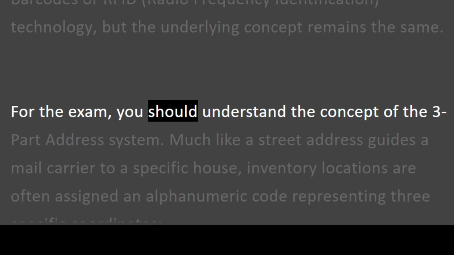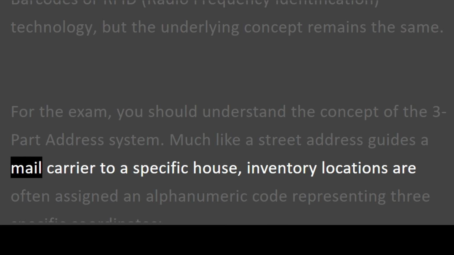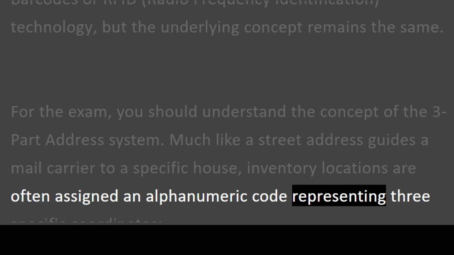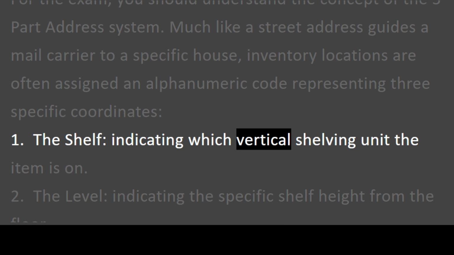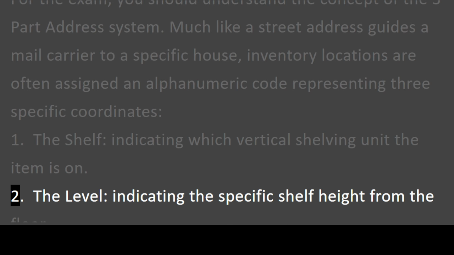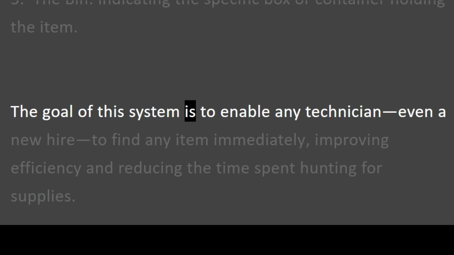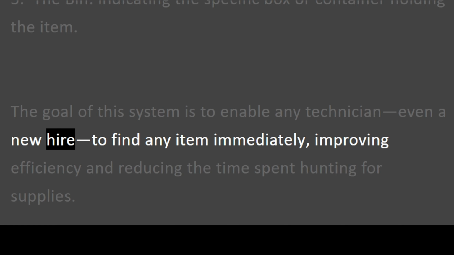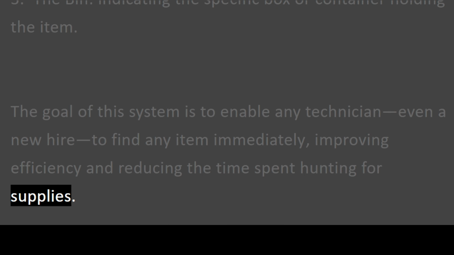For the exam, you should understand the concept of the 3-part address system. Much like a street address guides a mail carrier to a specific house, inventory locations are often assigned an alphanumeric code representing 3 specific coordinates. 1. The shelf, indicating which vertical shelving unit the item is on. 2. The level, indicating the specific shelf height from the floor. 3. The bin, indicating the specific box or container holding the item. The goal of this system is to enable any technician, even a new hire, to find any item immediately, improving efficiency and reducing the time spent hunting for supplies.